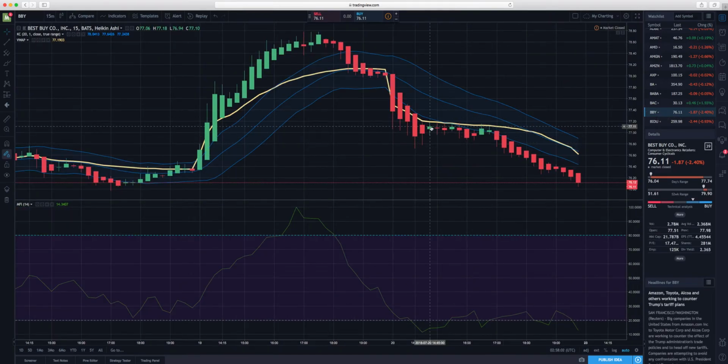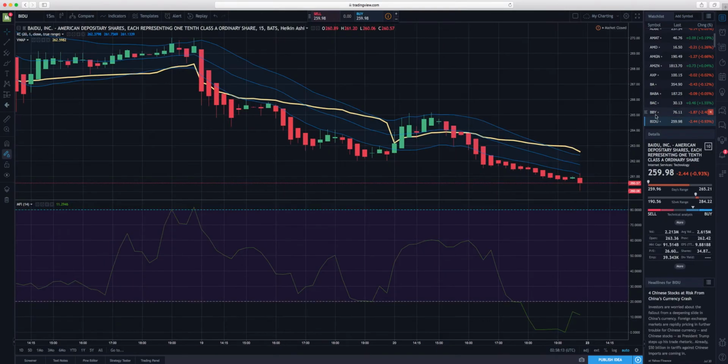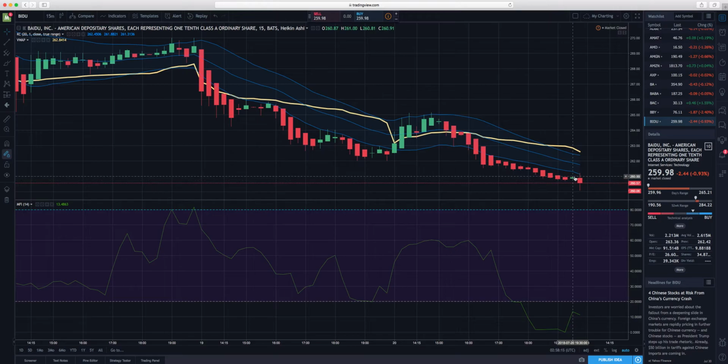Best Buy, right here, we would have taken a position. This would have been a swing. We would have held on to this, see what the week has got for us. Also, this is another one we would have probably bought at the end of the day, swing position.